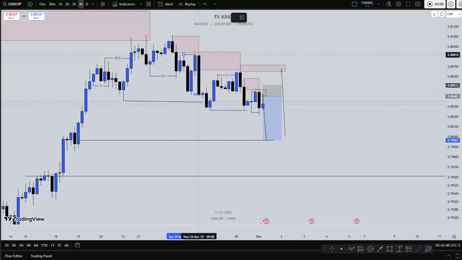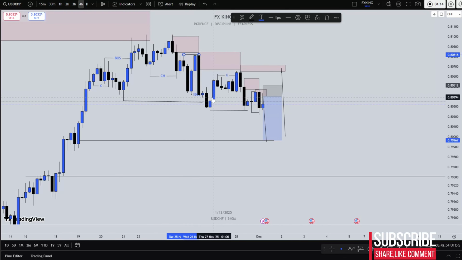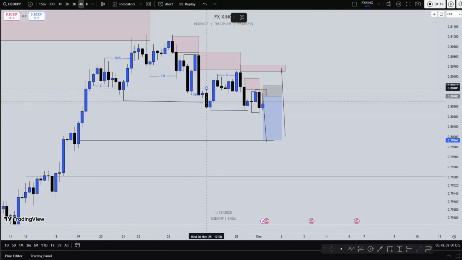So after taking out this liquidity, it mitigated this zone and dropped, giving us another internal break of structure here. Then after that, we had another liquidity here, which is in the form of inducement. So the market went above, took out that liquidity, tapped into this supply zone and dropped, right? After dropping, we have this break of structure here.